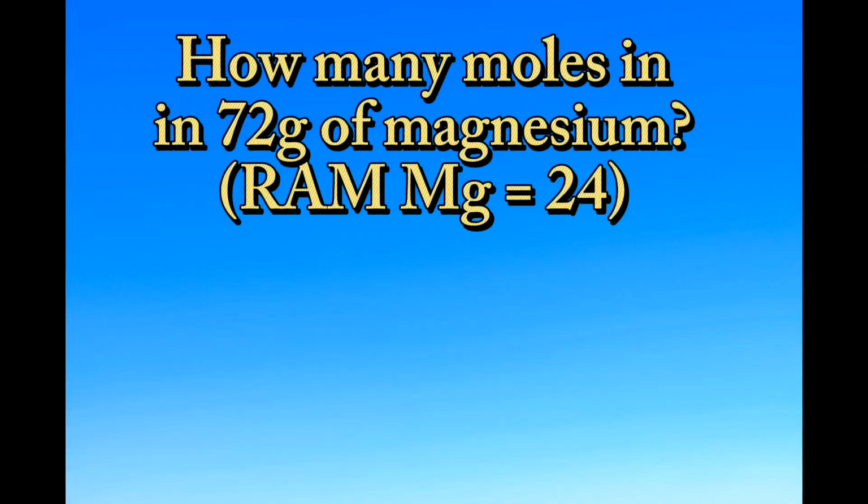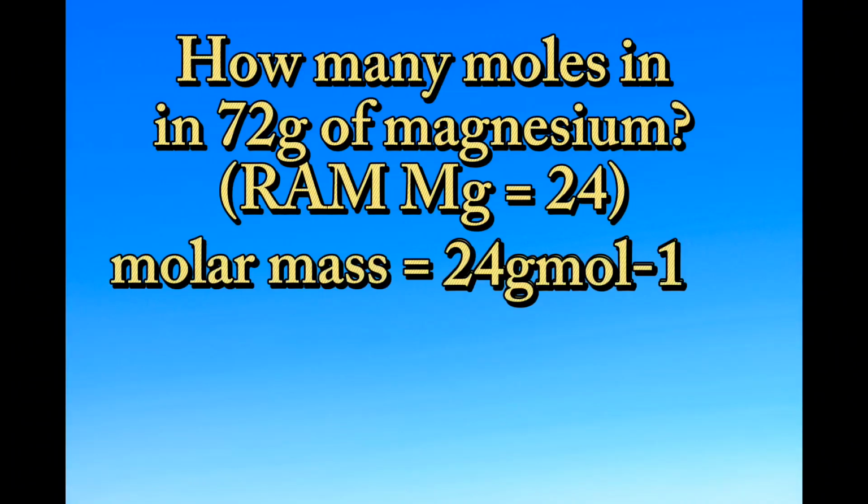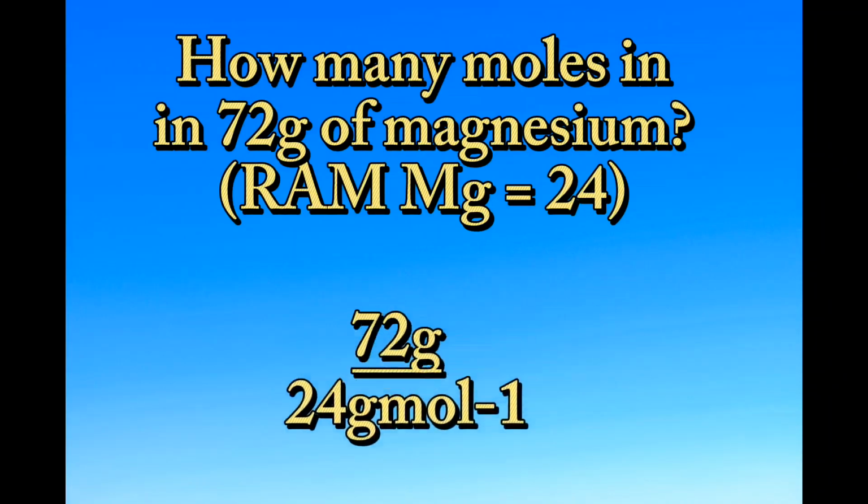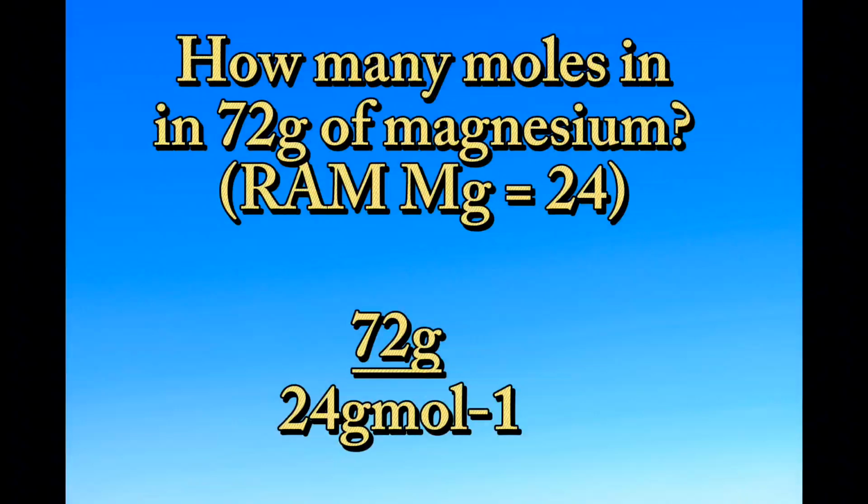Okay, let's try out this question. How many moles are there in 72 grams of magnesium given that the RAM is 24? So here's the explanation. First, you need to find the molar mass, which is also 24 grams per mole. We have 72 grams in total. So take this 72, divide by 24 grams per mole, and you will get the value of 3 moles.